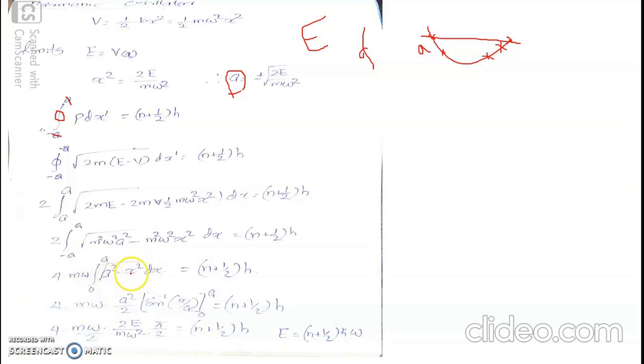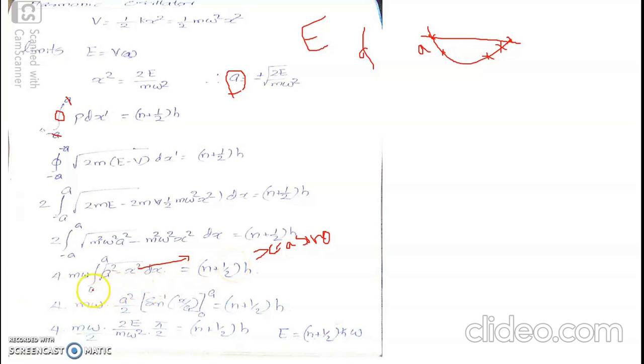Either you can put x equal to a sin theta here. The limits of the integration then need to be changed. When x is equal to 0, sin theta is equal to 0, that means theta equal to 0. When x equal to a sin theta equals a, sin theta equals 1, theta is then pi by 2. And you can put this as a square into 1 minus sin square theta, that is a cos theta, and it can be integrated.